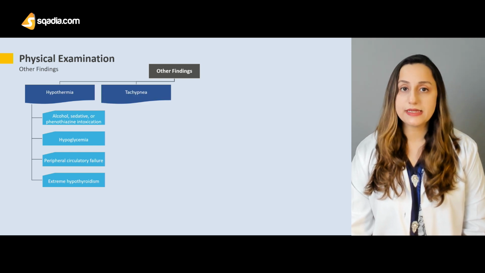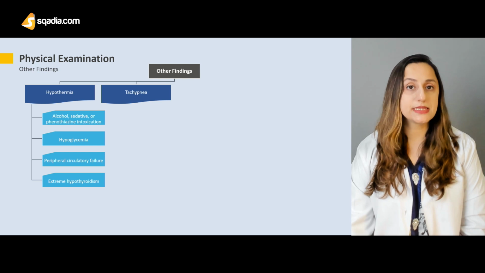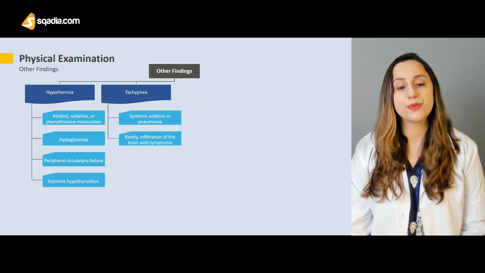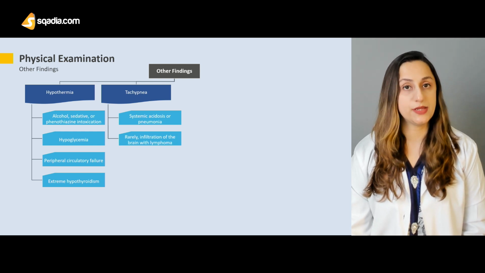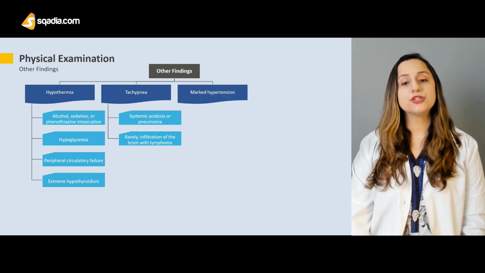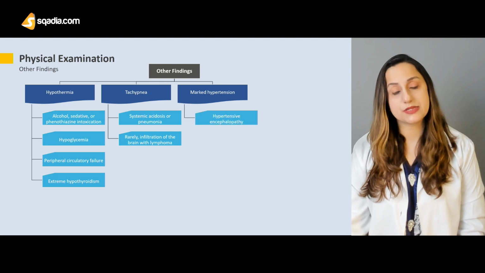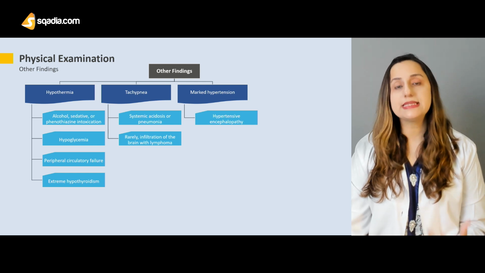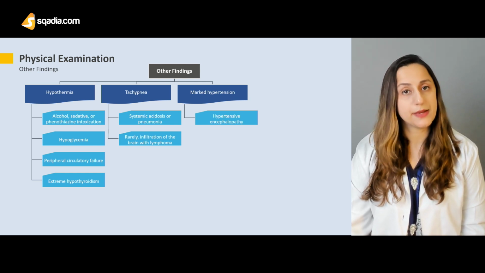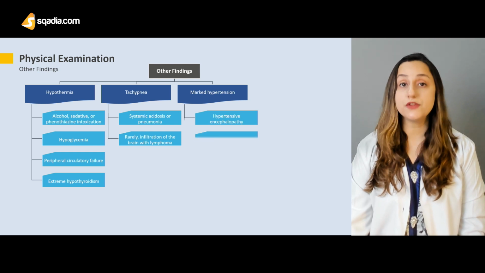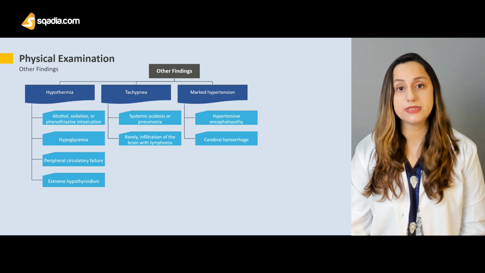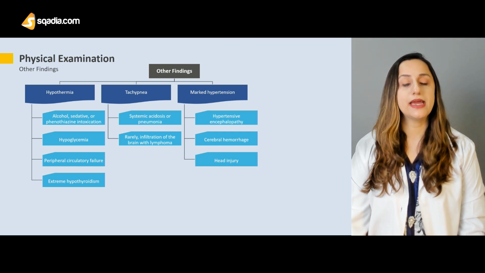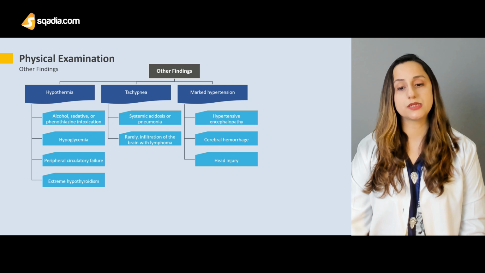Then we have tachypnea, a term that is describing an increase in the respiratory rate associated with systemic acidosis or pneumonia, rarely infiltration of the brain with lymphomas. Conditions such as marked hypertension. So you'd even ask the patient if he's a known hypertensive or not, if he's taking some kind of medications for the hypertension or not. Hypertensive encephalopathy usually prevails in these individuals. Cerebral hemorrhage is indicative, and then we have head injury, which is associated with hypertension.